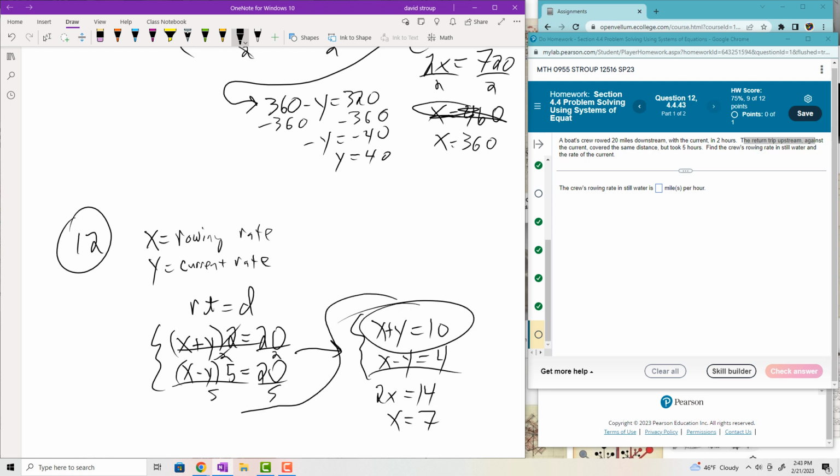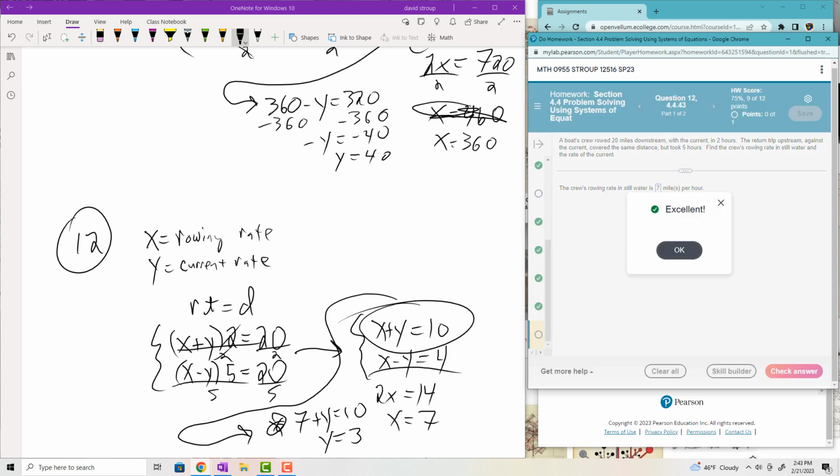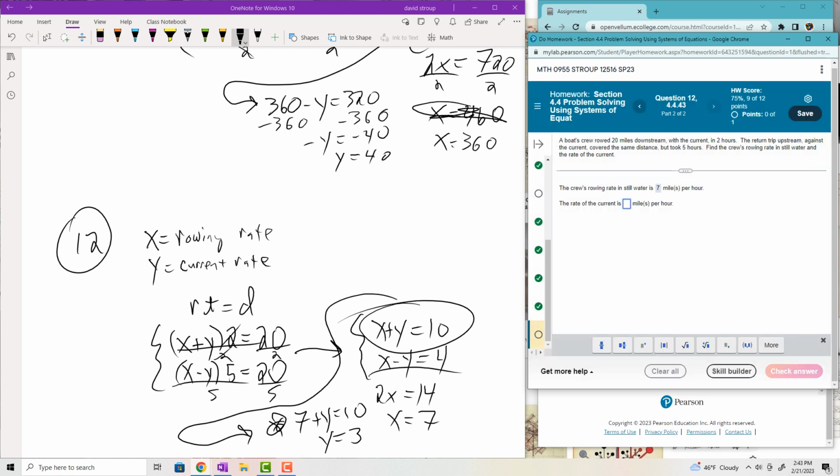Then I'll just pick this equation. x is 7, so 7 plus y is 10. Move the 7 over. So the water rate is 3 miles per hour, which again seems kind of reasonable. If your rowing rate was 300 miles per hour, there may be an issue with your answer somehow.